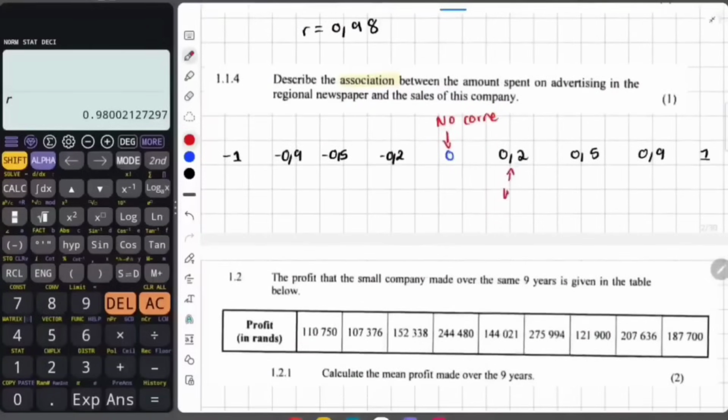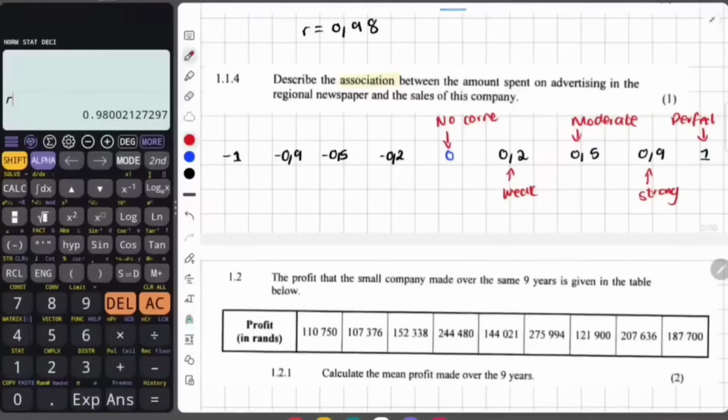This one would be weak. Okay. 0.5 is exactly halfway. So this would be moderate. Okay, so just in the middle, moderate. And then this 0.9 would be regarded as strong. And if your correlation coefficient was 1, that would be perfect. And this works the same with the negative numbers as well.